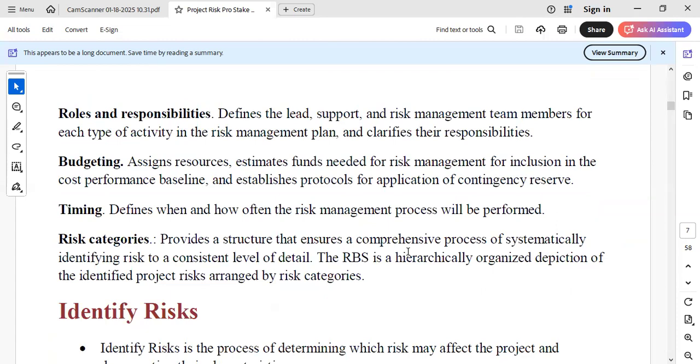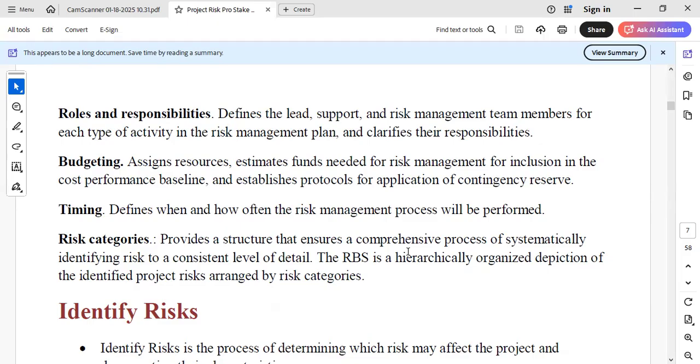And then how much should be expended? How much should be assigned? How much resources should be assigned for risk management activities? What will be the timing? And what are the risk categories?